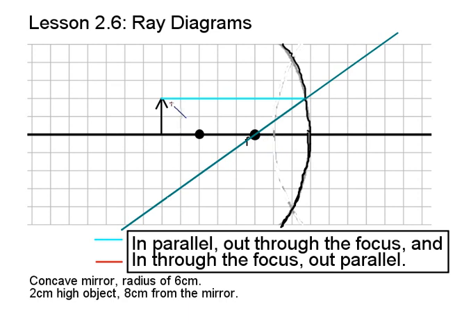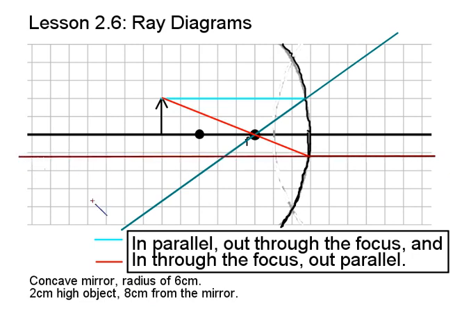The second ray is supposed to go in through the focus and out parallel. So starting again from the top of our object, we draw a ray that goes in through the focus and keeps going until it strikes the mirror. Now it's supposed to reflect out parallel to the axis. Again, I don't know which way our image is going to form, so I have to extend this ray in both directions like so.